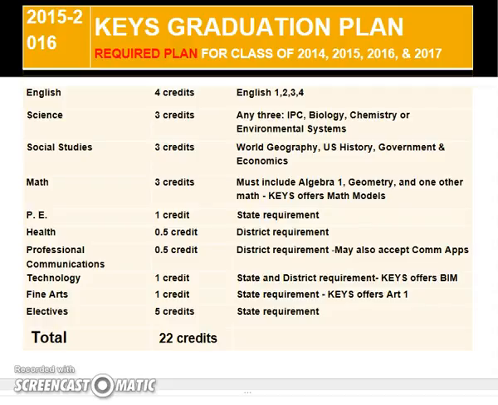3 credits of social studies, world geography, U.S. history, government and economics, 3 credits of math, must include Algebra 1, geometry, and 1 other math. And at Keys, we offer math models. PE, you will need 1 credit, so that's 2 semesters of PE. 1 semester of health, 1 semester of professional communications, 1 credit of technology, and at Keys we offer BIM, a fine art credit. At Keys we offer Art 1, and then any 5 credits that are electives.